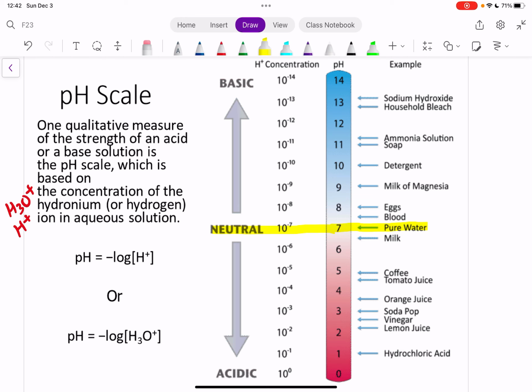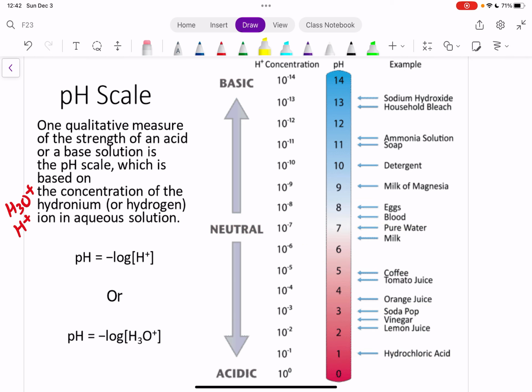Something like coffee is pretty acidic, right? It's got a pH of 5. Something like soda, very acidic, pH of 3. Lemon juice, even more acidic, right? And then very close to the end there, we've got hydrochloric acid.